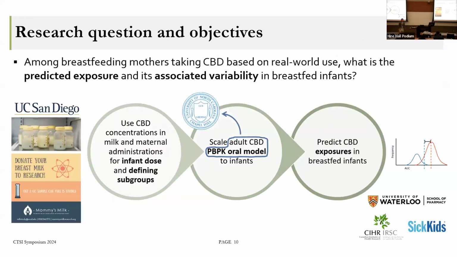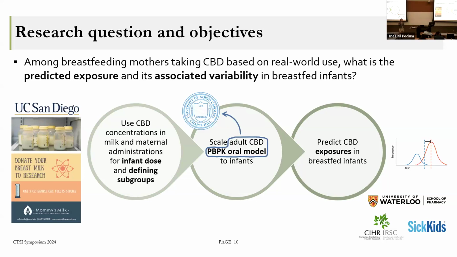So let's get into the CBD work here after all that background and introduction. The research question is, among breastfeeding mothers taking CBD based on real-world use, what is the predicted exposure and its associated variability in breastfed infants? Starting from the very left, we looked at CBD concentrations in breast milk. These were voluntary, donated milk samples from mothers as part of UC San Diego's Mommy's Milk program, or the Human Milk Biorepository. We were able to collaborate and partner with them and get some milk samples of CBD.